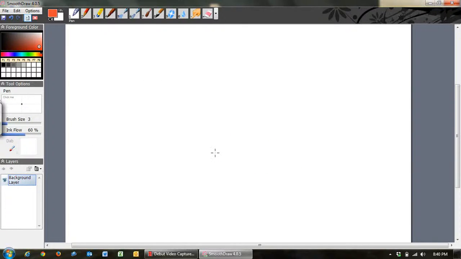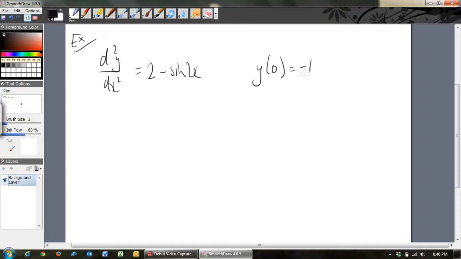Okay, I'll do one more with the second derivative. One more, just let me find a reasonable one. I'll do this one. d squared y on dx squared is 2 minus sine 2x. And we're given y(0) equals negative 1. And we're also given y dash of 0 equals half. Just let me check that, just want to get that right, make sure, when x equals 0. Okay, so good.